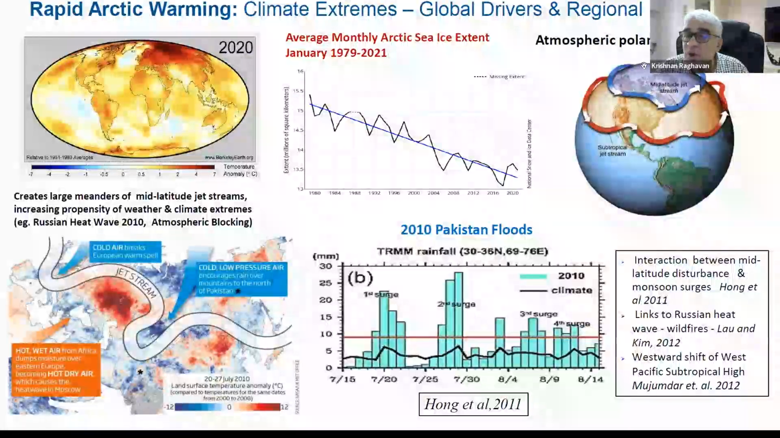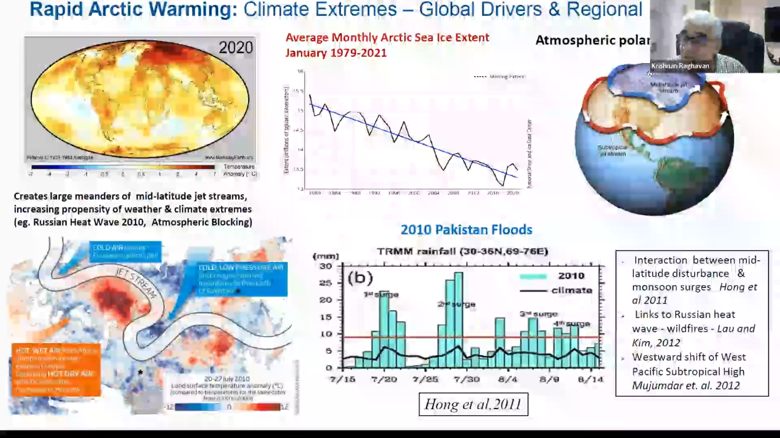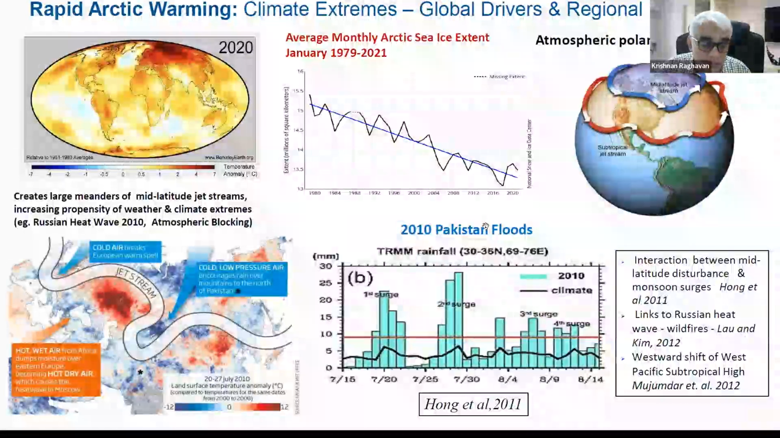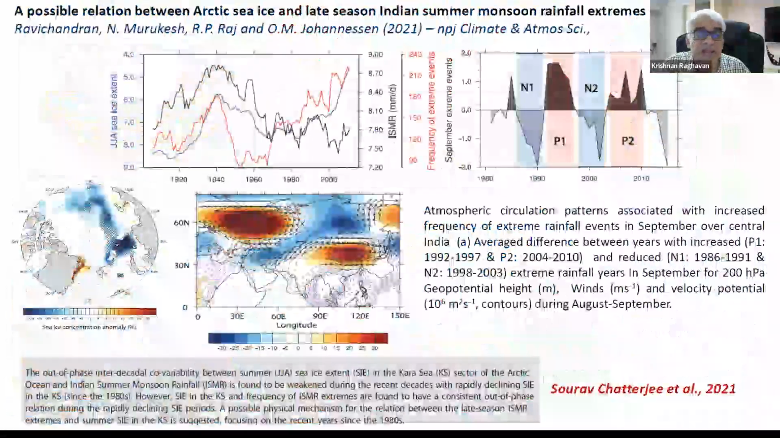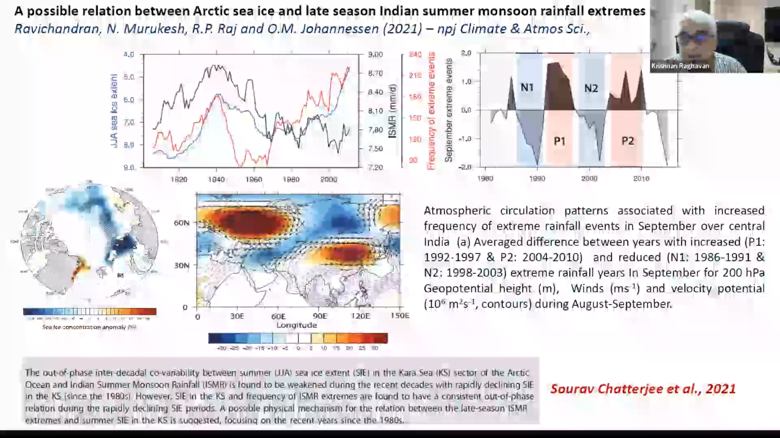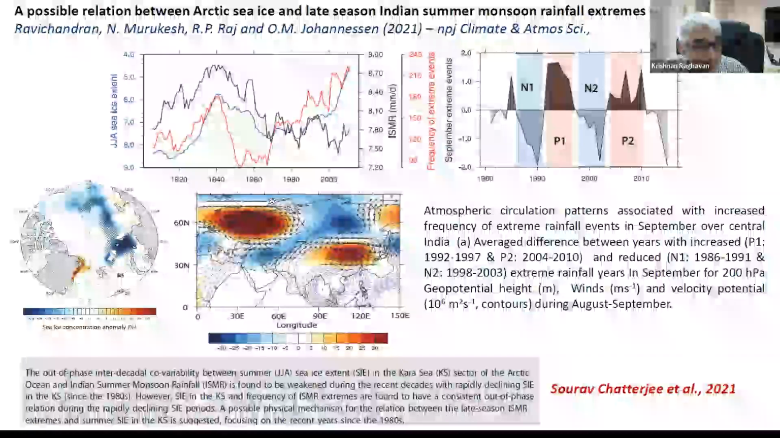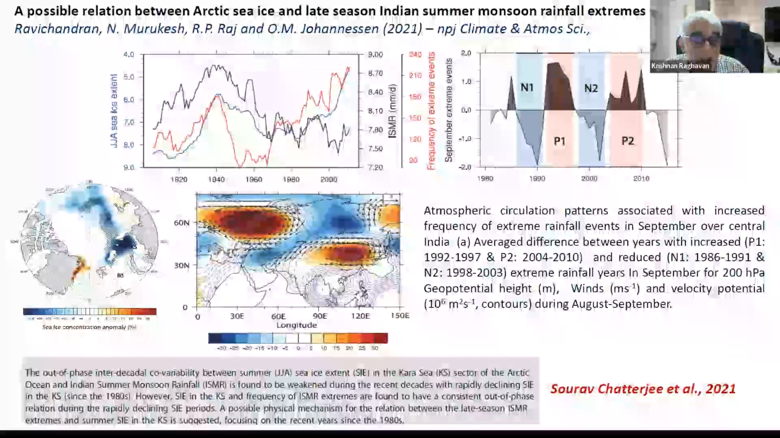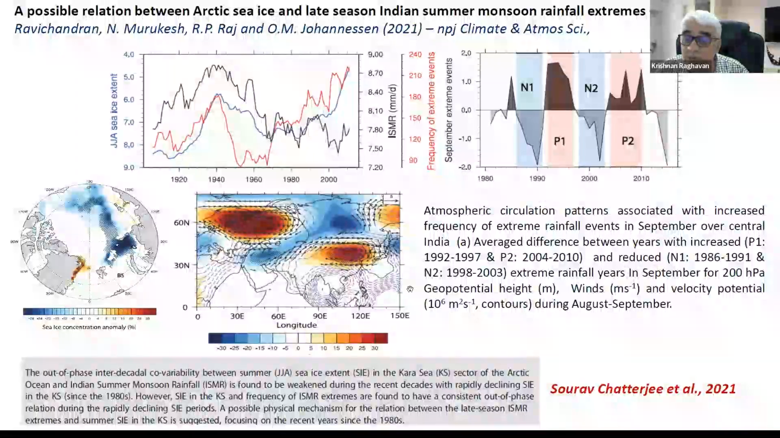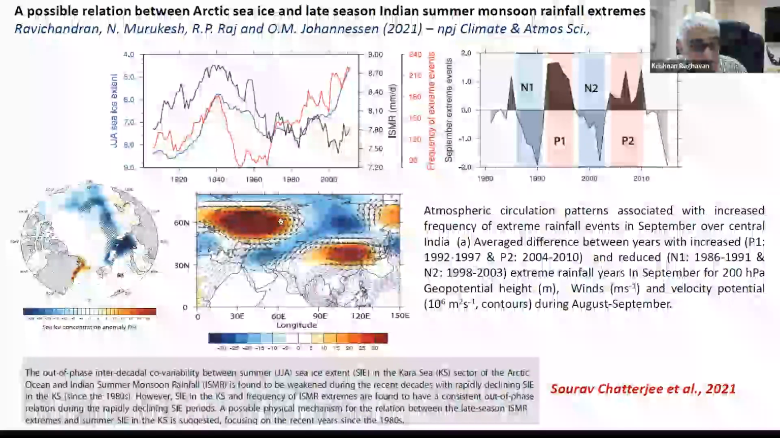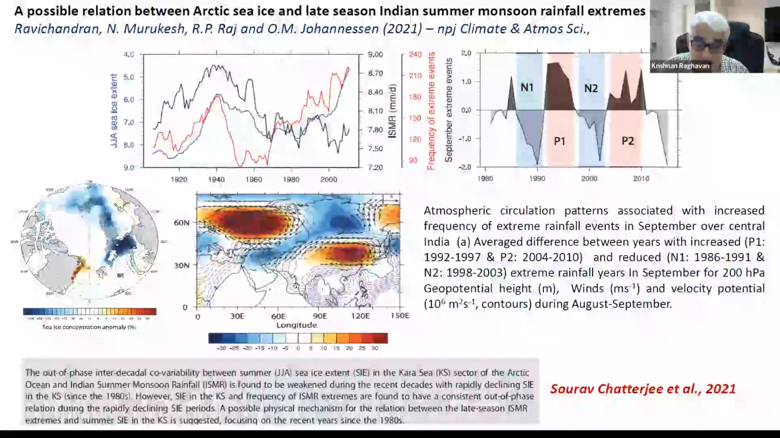So the important point is that changes in the Arctic sea ice can have implications for circulation changes and extremes over the mid-latitudes and tropics. In fact, one recent study from NCPOR, Saurav Chatterjee et al., showed that decreases in the Arctic sea ice, especially in the Kara Sea, can influence large-scale teleconnection patterns and lead to extreme rainfall over the Indian region during the month of September, and they describe some of these teleconnection patterns.